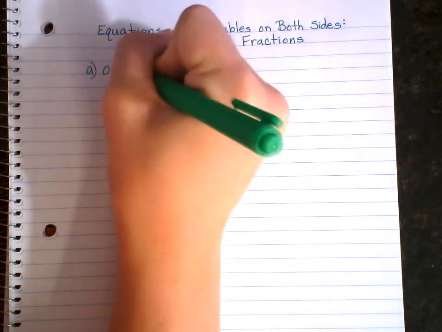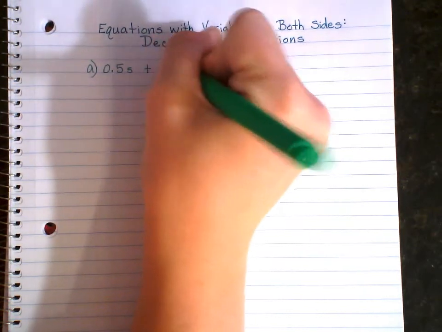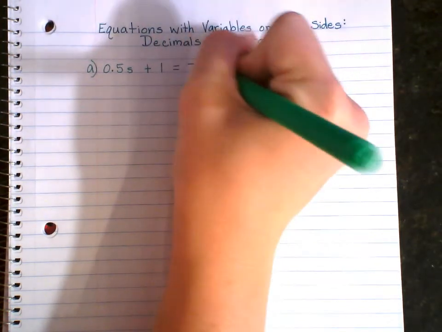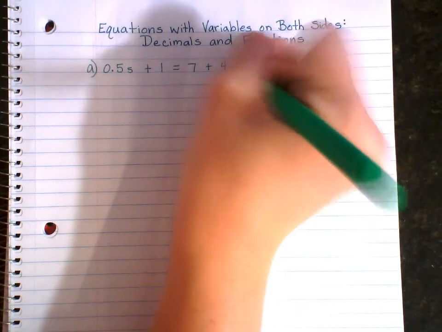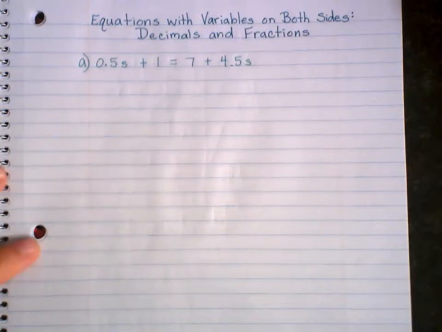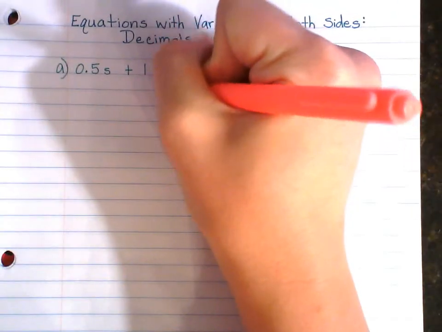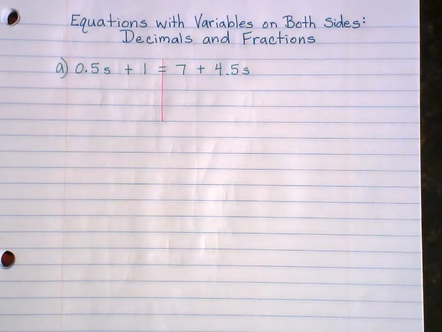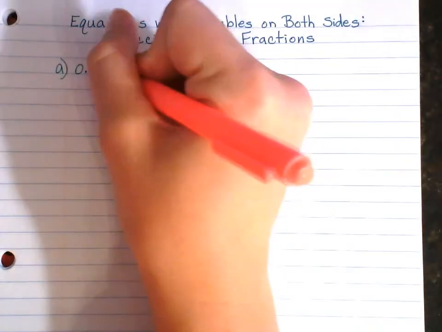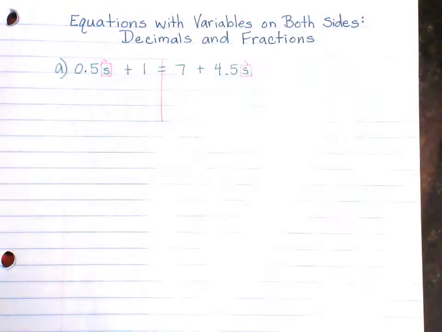So the first one: 0.5s plus 1 equals 7 plus 4.5s. Okay? Now if you were in Mr. Hill's class, you did not draw the line to separate the two expressions, and that's perfectly fine. It does not matter. It's just a visual thing. My kiddos, we box up the variables and we draw our line.